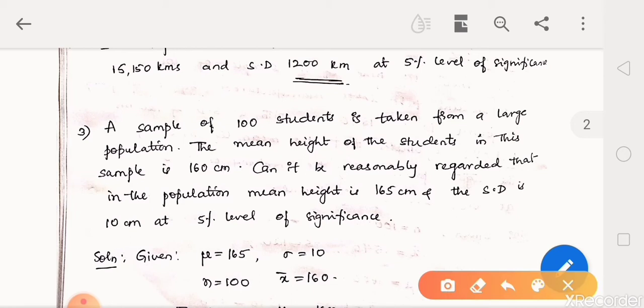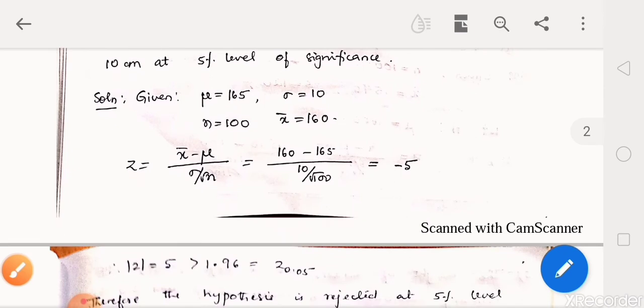So here the sample size n equals 100. In the sample, the mean height is 160, so x bar is equal to 160. For the population, the mean mu is equal to 165 and the standard deviation sigma is 10. Since the mean of the population and the mean of the sample are given, we will use the formula z equals (x bar minus mu) divided by sigma by square root of n.